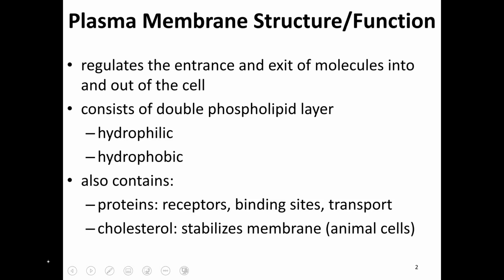So when we look at the plasma membrane, remember that it consists of a double phospholipid bilayer. And so remember that looks like this. We have little tiny phospholipid heads with the tails. And then we have little heads here with the tails sticking up. So it's a bilayer with the hydrophilic heads up here and the hydrophobic tails here.